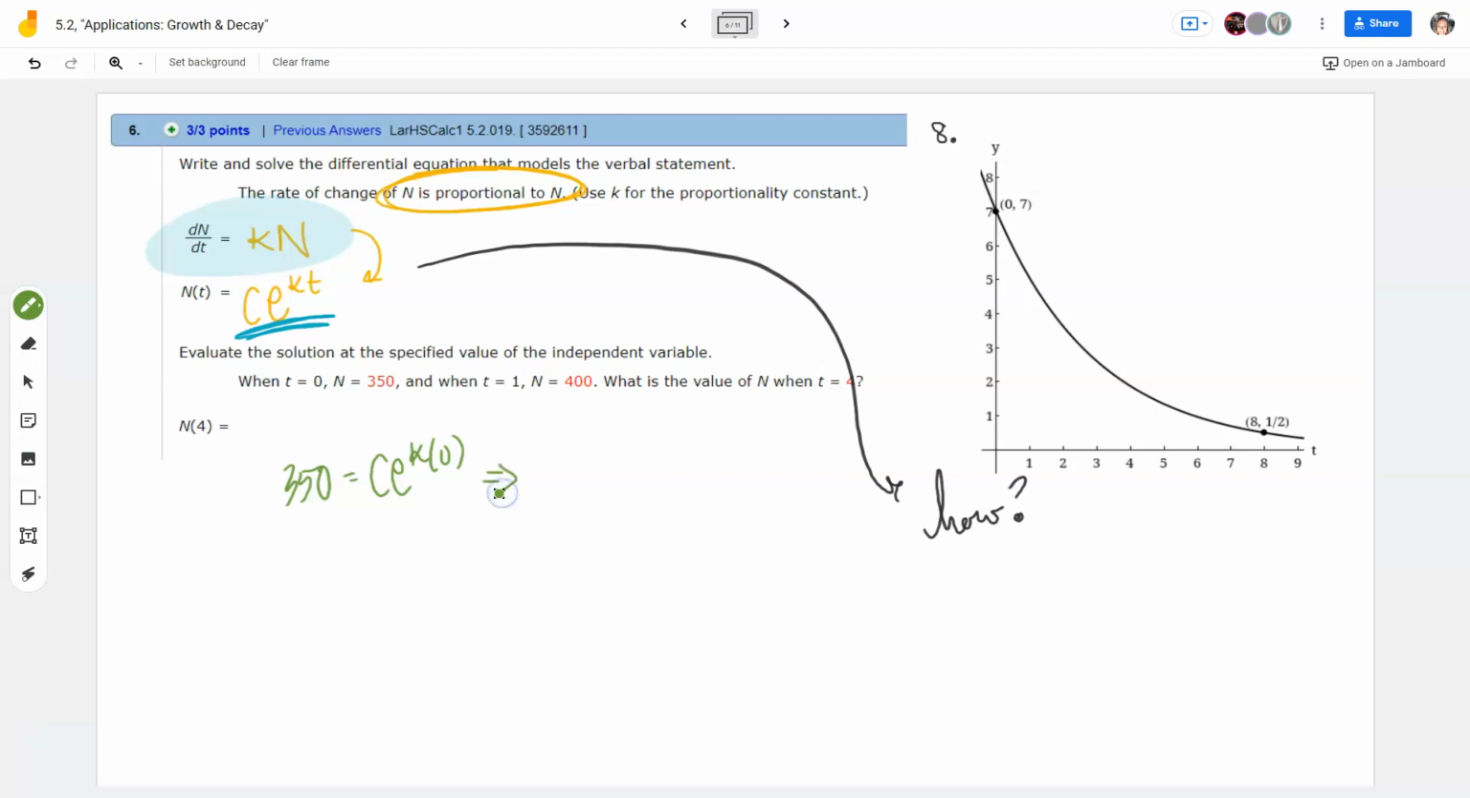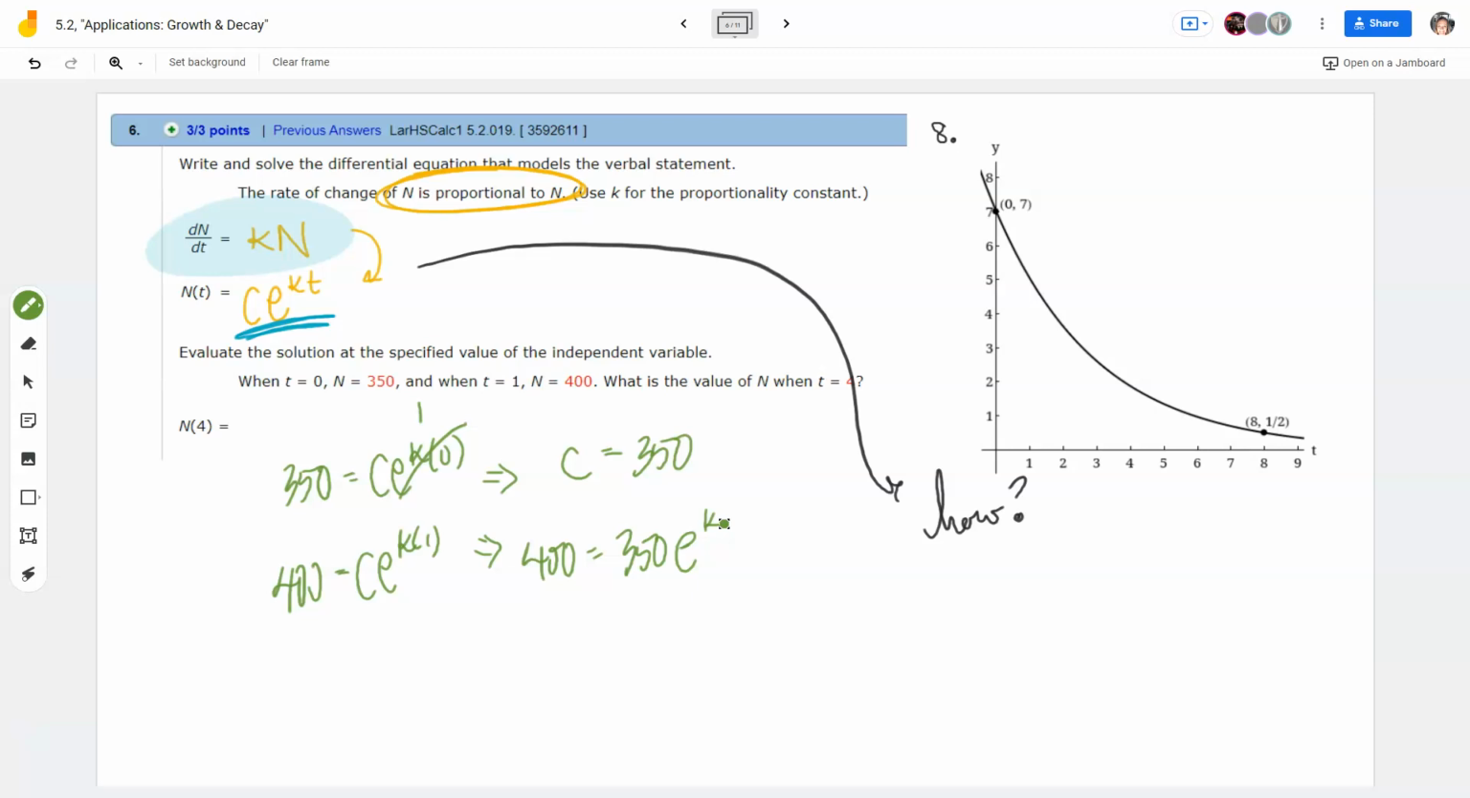Heck yeah, it is. And then if I come down here and if I say 400 is how many I have when t is, I believe with this one pretty fast, anything to the 0 power is what, guys? C is just equal to 350. So now all of a sudden I can say 400 is equal to 350 times e to the 1k.